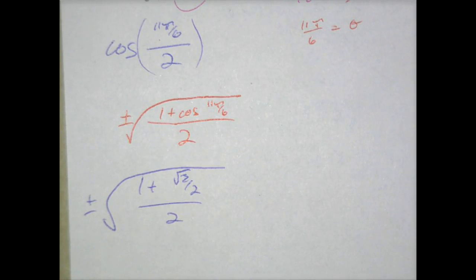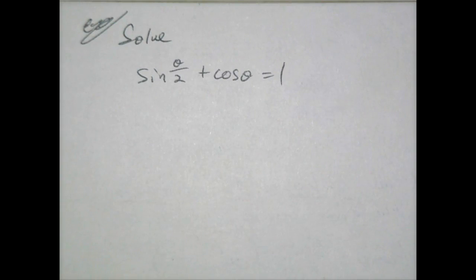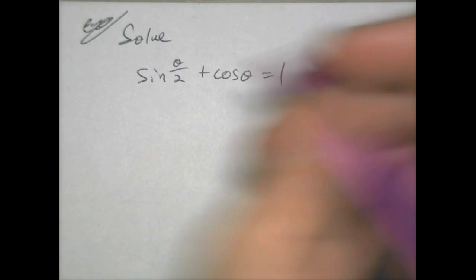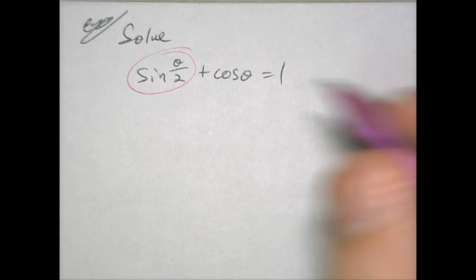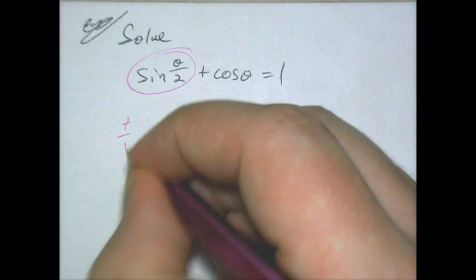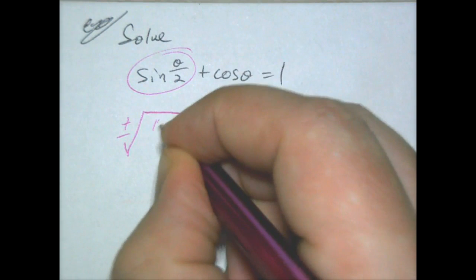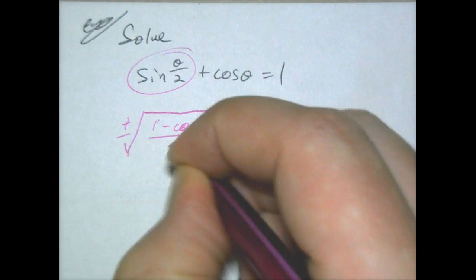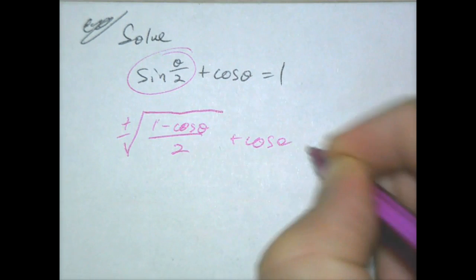Boom, money. Alright, last one. So again, just like our double angle identity solving, I can use a half angle identity there. I know that half angle identity for sine is square root of 1 minus cosine all over 2 plus cosine.